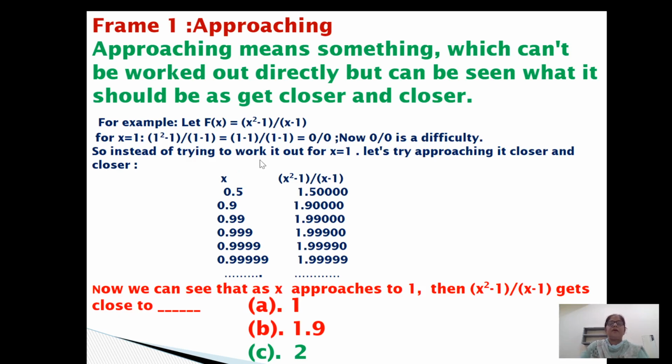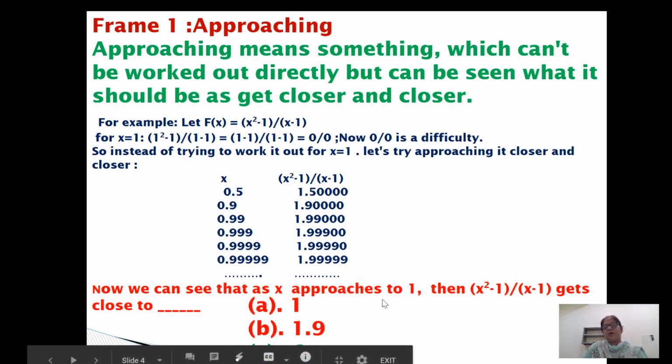So instead of trying to work it out for x equal to 1, let us try approaching it closer and closer. Let us take 0.5, then you have the value 1.5, then 0.9, 1.9, and so on. When you put 0.999, you will have the value 1.999. That means whenever x approaches 1, the given function x square minus 1 divided by x minus 1 gets close to 2.